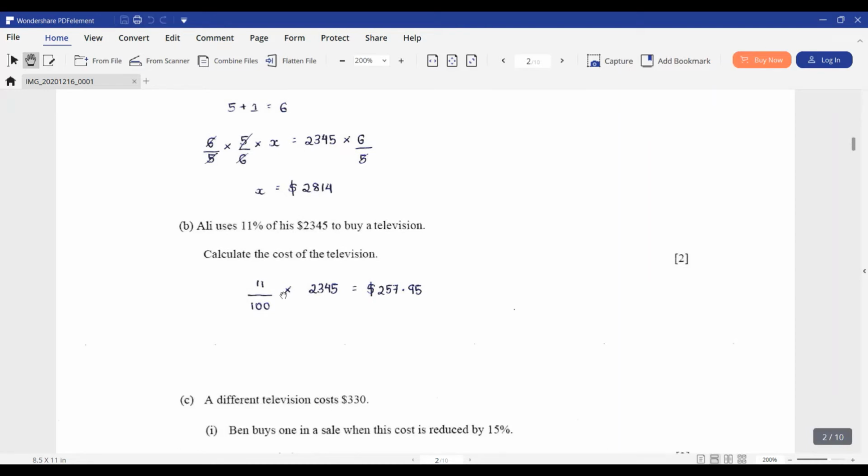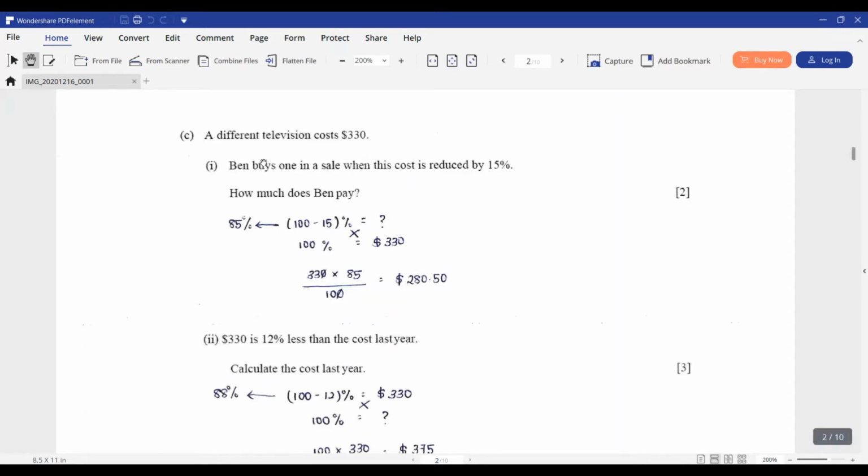Part B. Ali uses 11% of his 2,345 to buy a television. Calculate the cost of the television. Notice the keyword "of". Of means multiplication. So we just take 11/100 multiplied by the value 2,345. Input this in your calculator, or you could write it as 0.11 times 2345. This will give you an answer of $257.95.